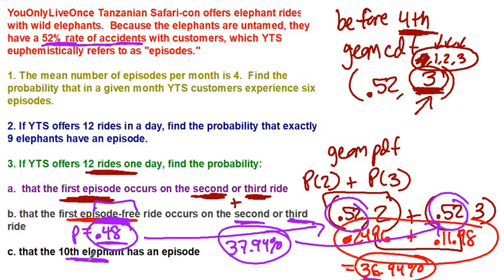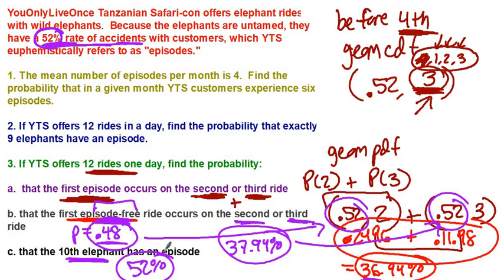Last one, this is the trickiest of all. What's the chance that the 10th elephant has an episode? So you might say, well, what formula am I supposed to use? Am I supposed to plug stuff in? No, you're not, because every single elephant has what chance of getting an accident? Every elephant has a 52% chance, including the 10th elephant. So the first elephant has a 52% chance of getting an accident. So does the second, so does the third, so does every single one. So this last answer is just 52%.